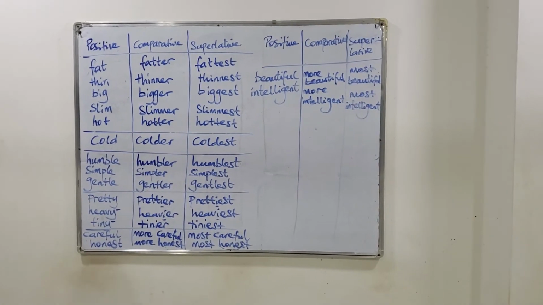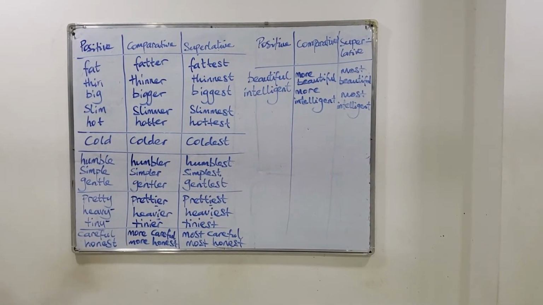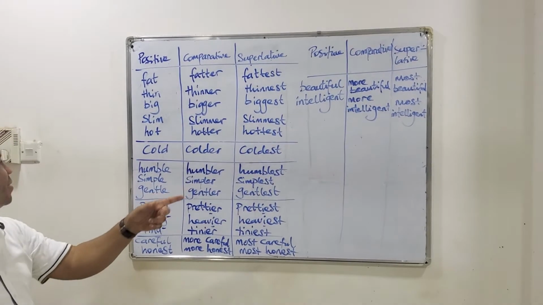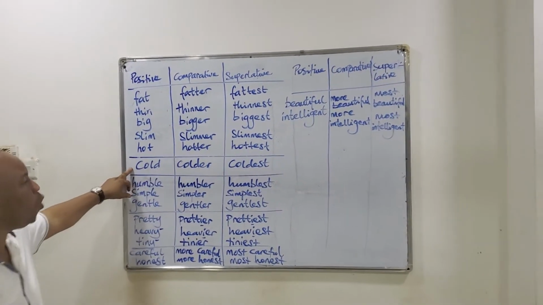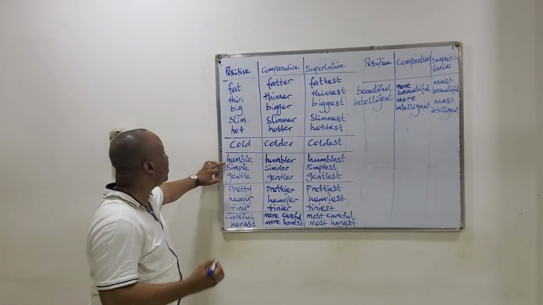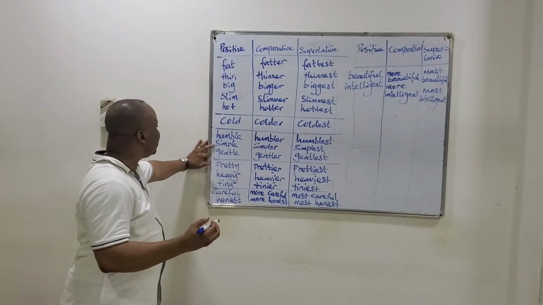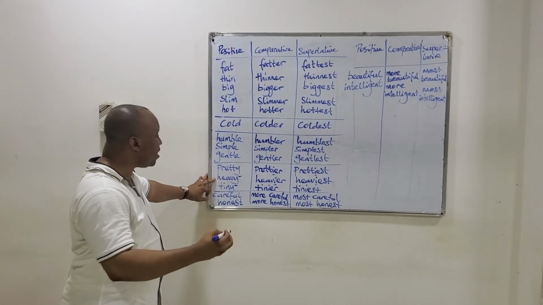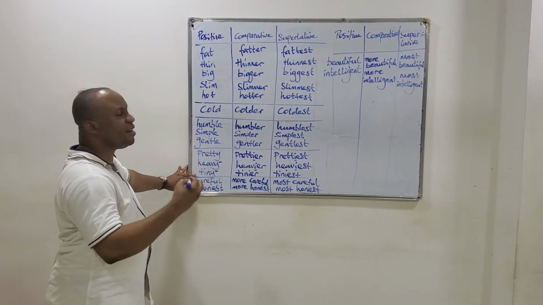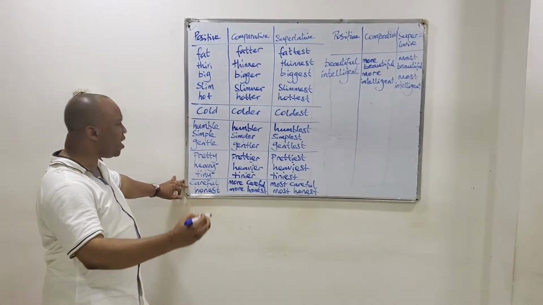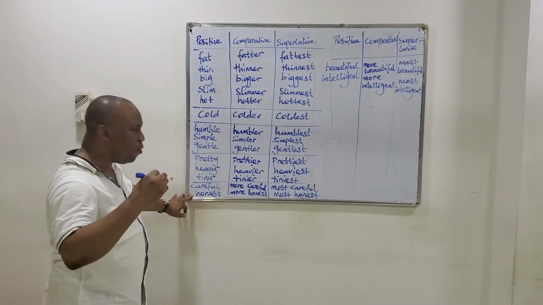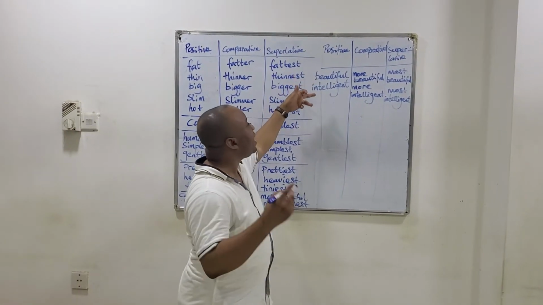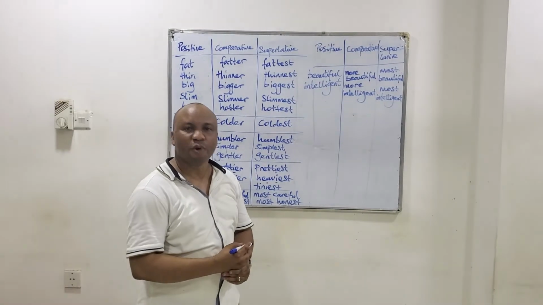Okay? So we repeat. Fat, fatter, fattest. Thin, thinner, thinnest. Big, bigger, biggest. Slim, slimmer, slimmest. Hot, hotter, hottest. Cold, colder, coldest. Humble, humbler, humblest. Simple, simpler, simplest. Gentle, gentler, gentlest. Pretty, prettier, prettiest. Heavy, heavier, heaviest. Tiny, tinier, tiniest. Careful, more careful, most careful. Honest, more honest, most honest. Beautiful, more beautiful, most beautiful. Intelligent, more intelligent, most intelligent.